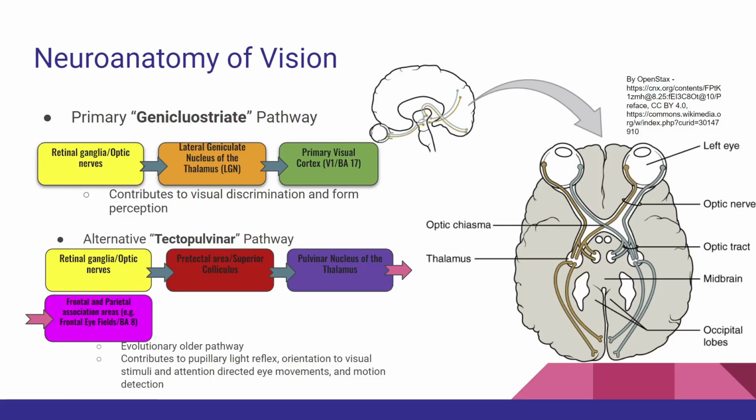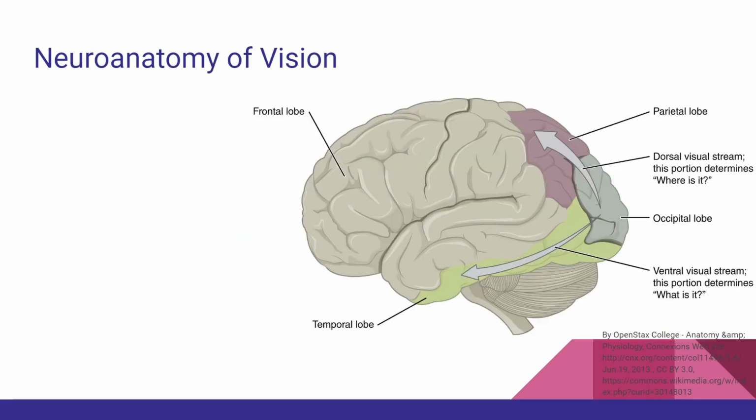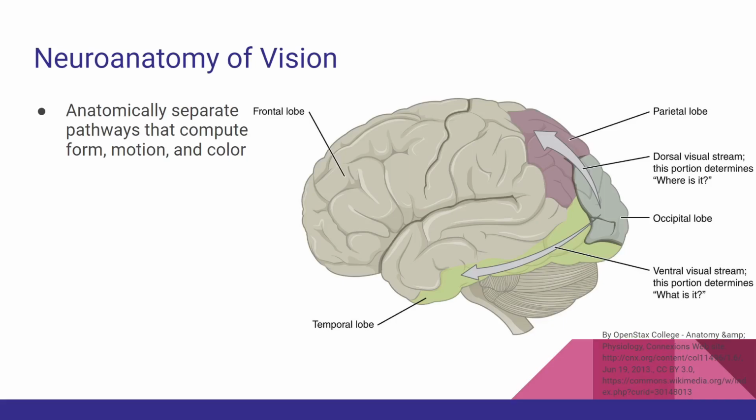And there's an interesting phenomenon that's associated with damage to the geniculostriate pathway where the tectopulvinar pathway is intact, and it's called blind sight, where people can react to moving objects without the ability to visually see or discriminate those objects. So along the geniculostriate pathway, after things get to the primary visual cortex, which is in the occipital lobe, there's actually anatomically separate pathways to communicate the form, motion, or color of various objects.